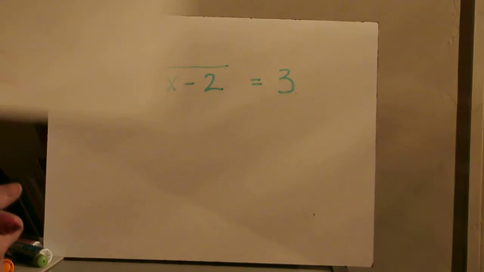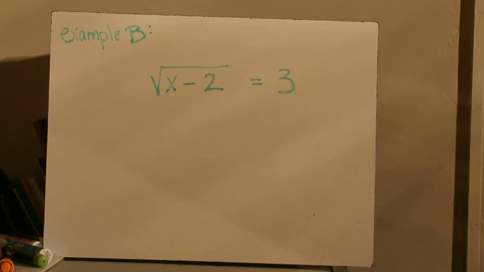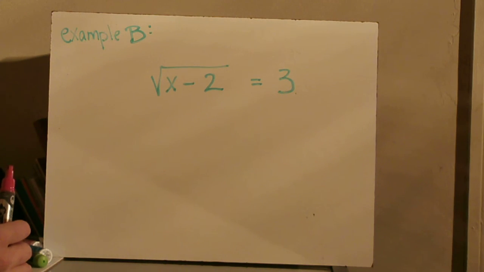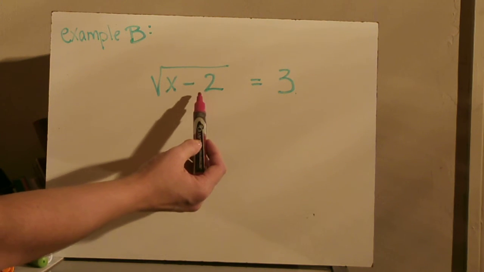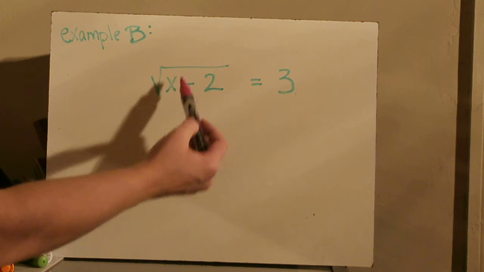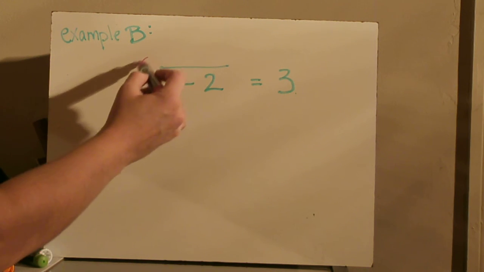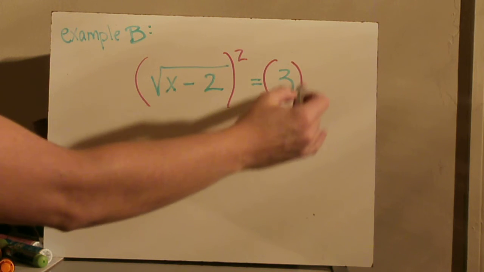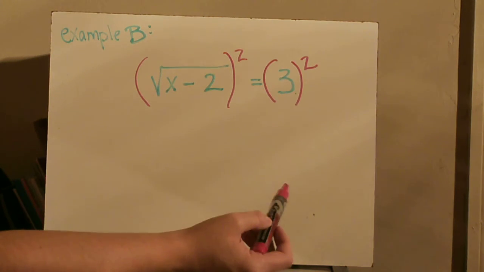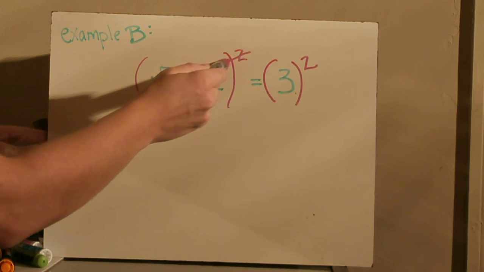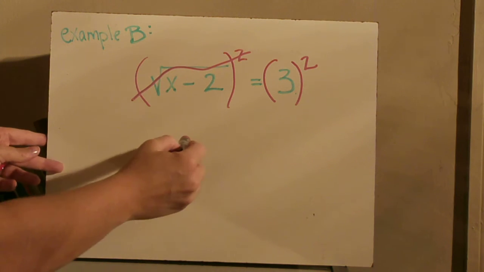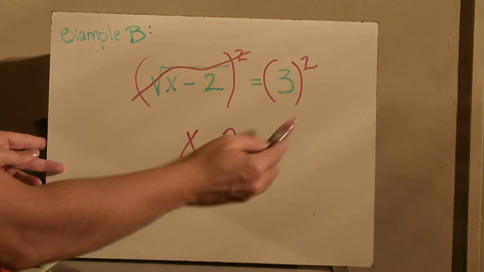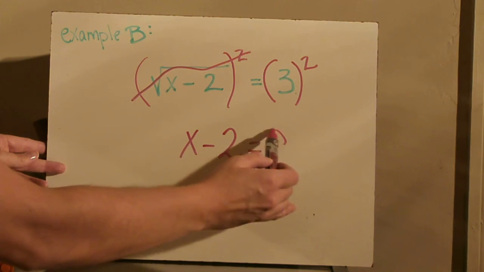All right, our next example, the square root of x minus 2 equals 3, okay? Since x minus 2 is all contained within the square root, we're going to want to undo that operation by squaring both sides. When we do this, this undoes the square root, leaving us with x minus 2 equals, and then 3 squared is 9.